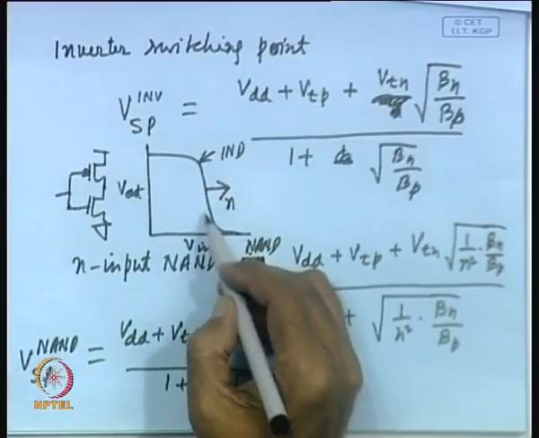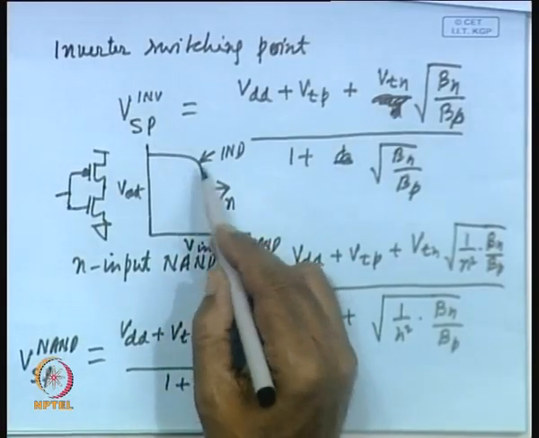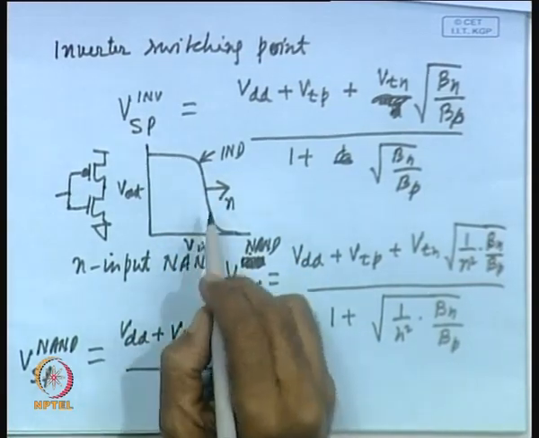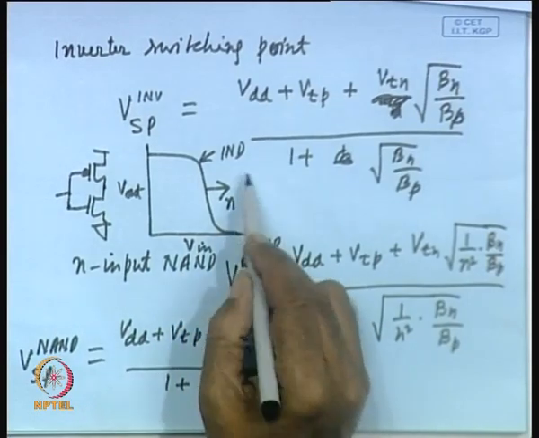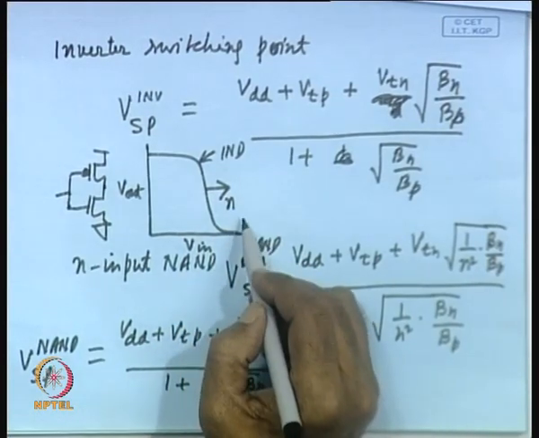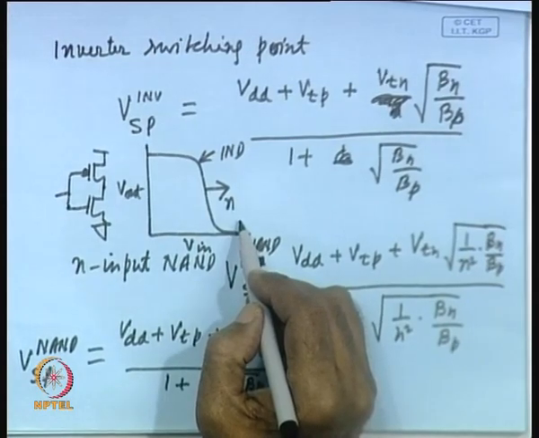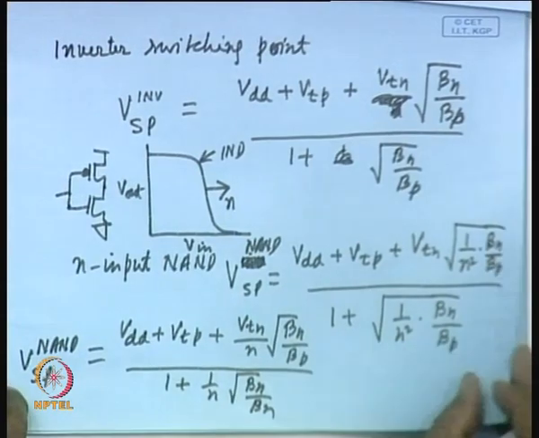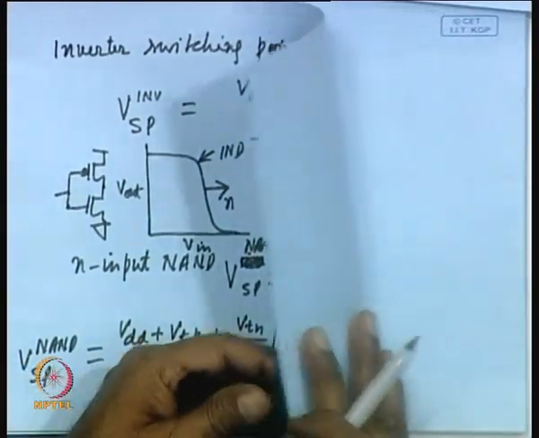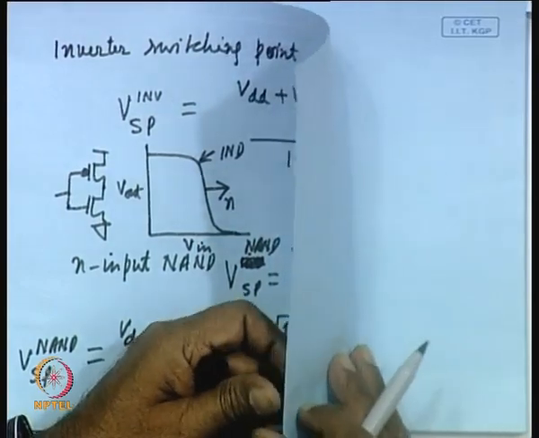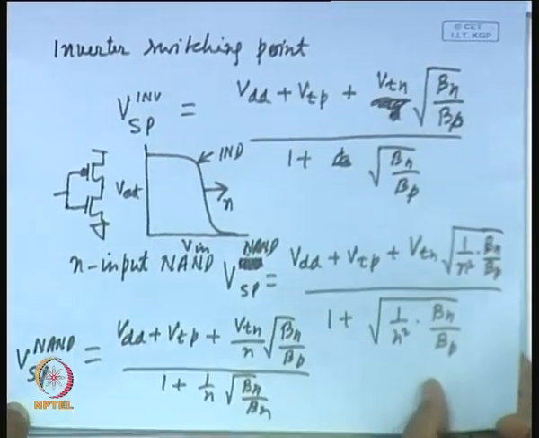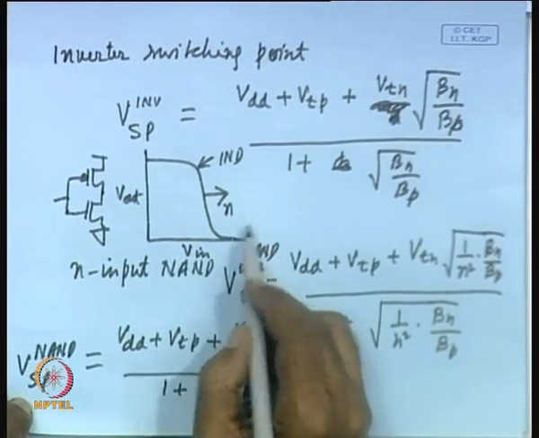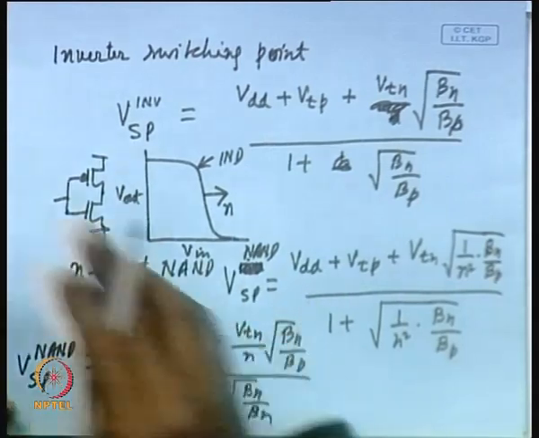So, this will indeed affect the noise margin, because ideally it should be at VDD by 2, but if it moves towards right, then the noise margin of high level will degrade, and if it moves in the left direction, the low level noise margin will be affected. But for the time being, we find that for NAND gate, as n is increased, the inversion point moves towards right, and as a consequence the noise margin will be affected. Okay.